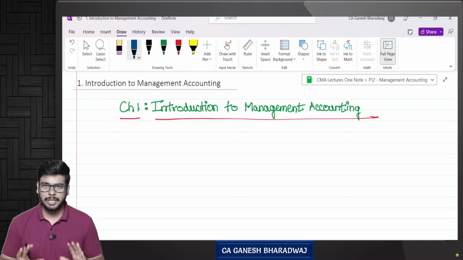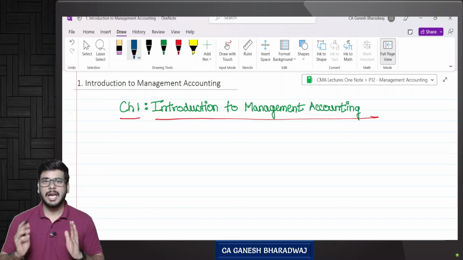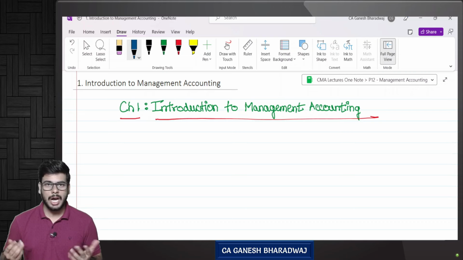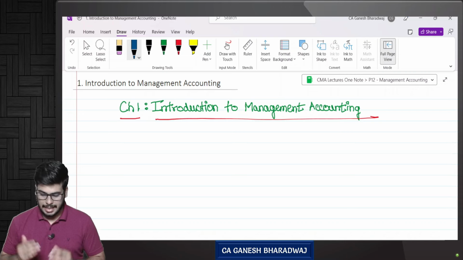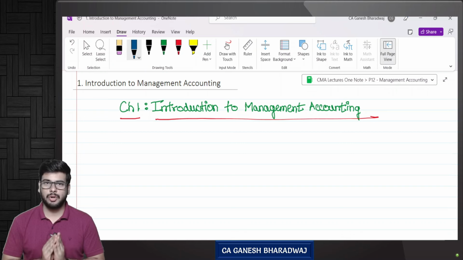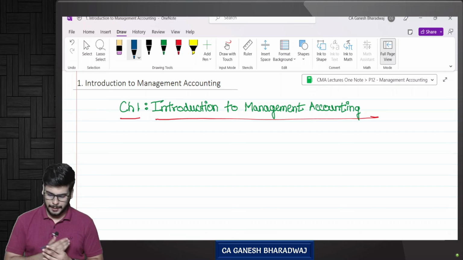You just need to listen whenever I'm taking a particular concept, and ensure that you have an understanding. Of course, if there is something that I tell by way of an example that I've just not written down, maybe you can take a blue ink and quickly scribble in your notebook in order for you to get an enhanced understanding when you revise the subject later on. Are you clear with this? Yes. On that note, let us get started with chapter number one, which is called Introduction to Management Accounting.